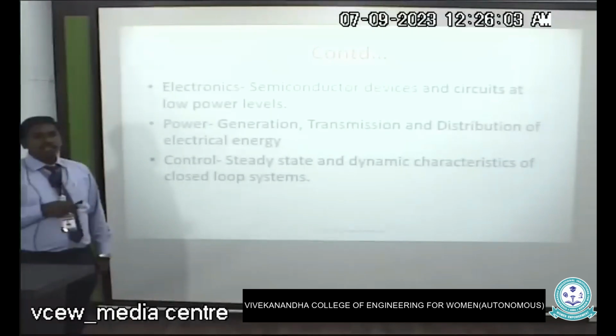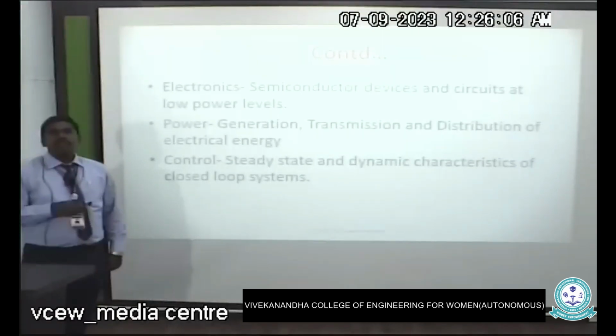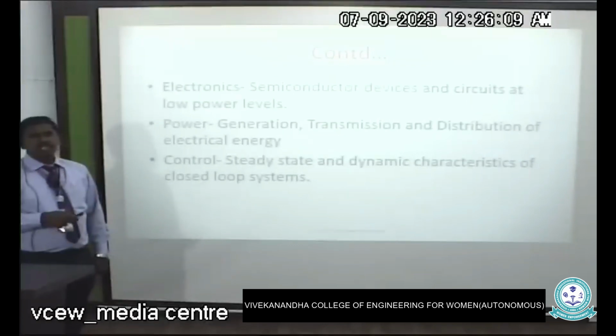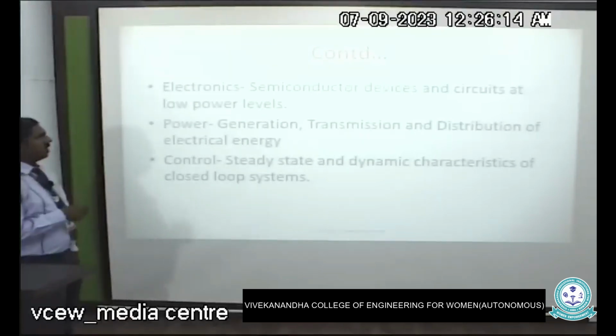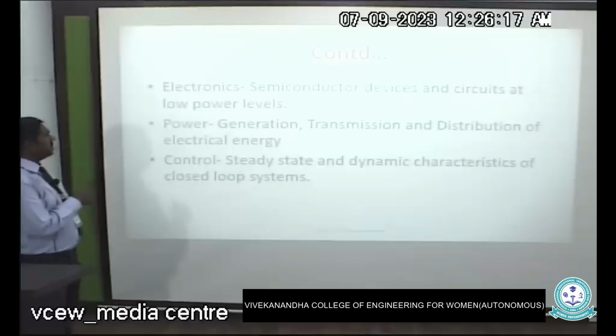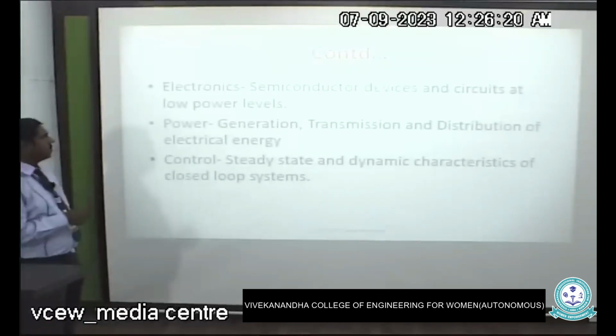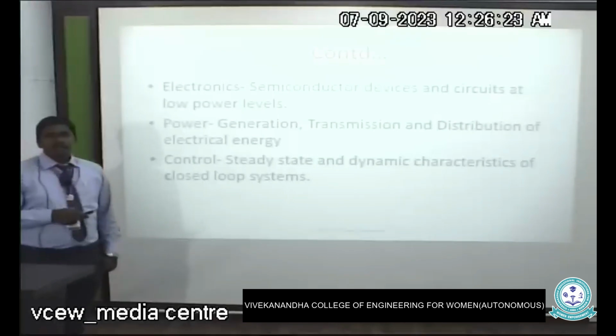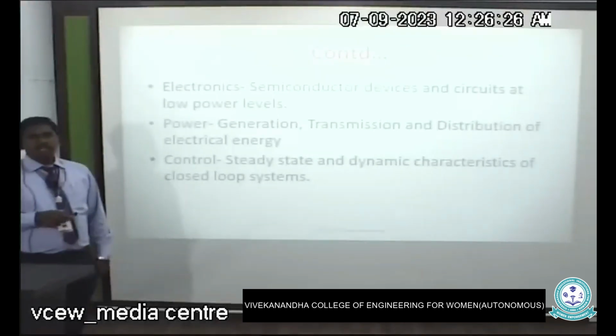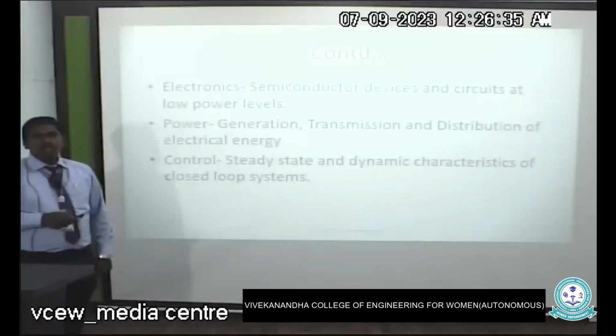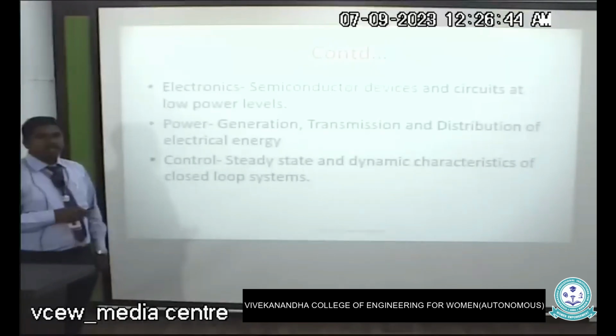Power is generated at the generation station, then transmitted from the generation station to the distribution station, and we utilize it. That kind of voltage level is what we use as power. So power covers the generation, transmission and distribution of electrical energy. The third part, an important one for us, is control. First, we defined circuits using electronic components. After that we use a voltage level through power generation stations, transmission and distribution. Then both are controlled by using control circuits.